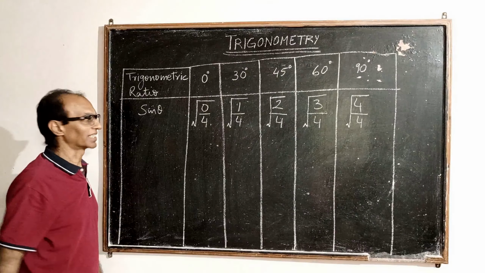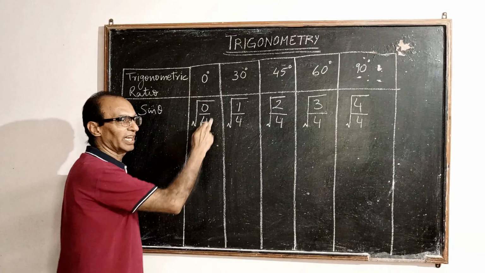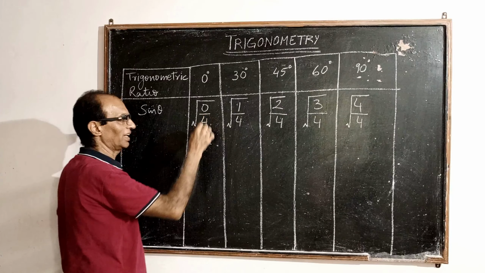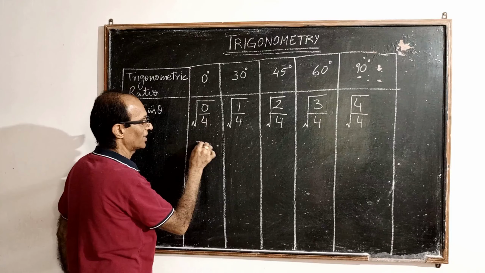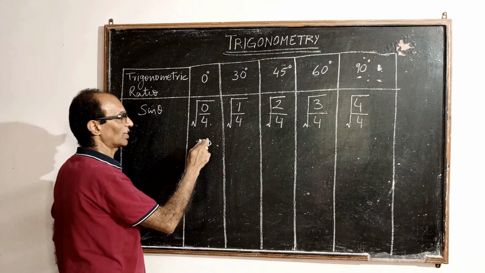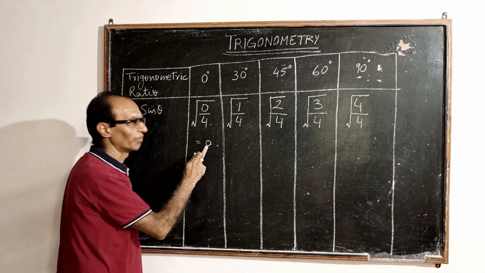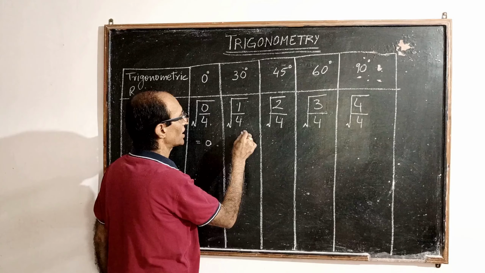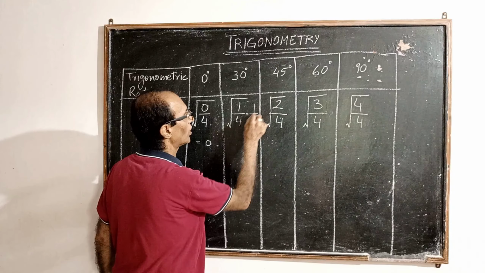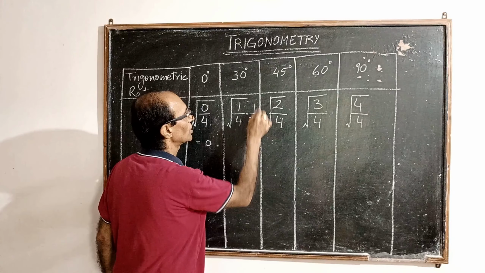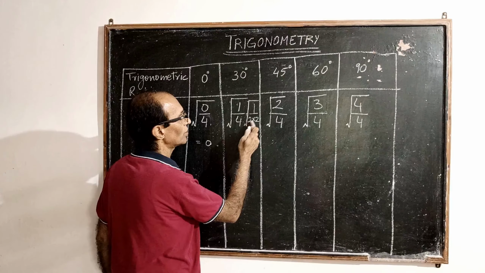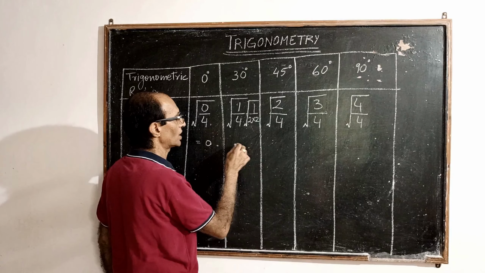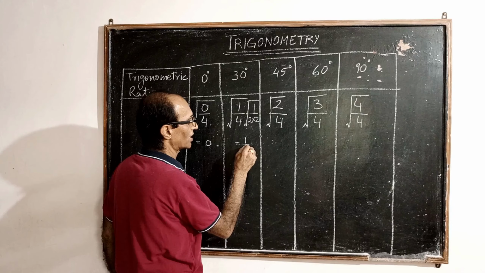what we get. 0 upon 4: if the numerator is 0, whatever the denominator may be, that answer will be 0. And square root of 0 is 0. 1 divided by 4, this we can write as 1 upon 2 into 2, square root. So 2 into 2, that is 2 squared. Square root of 1 divided by 2 squared, that will be 1 divided by 2.